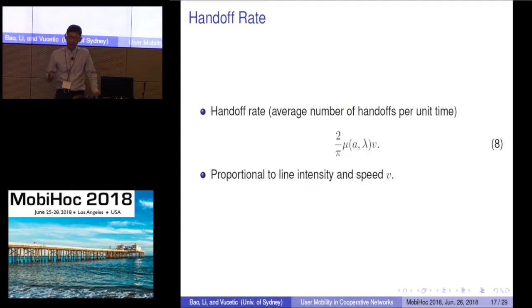And finally, we can directly get this handoff rate, which is defined as the average number of handoffs per unit time, just 2/π times the line intensity times the velocity. This is not difficult to understand: if the boundary is more dense, we have more handoffs, and if the user's speed is faster, we also have more handoffs. So this is just proportional to the line intensity.